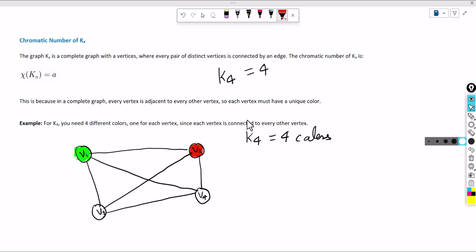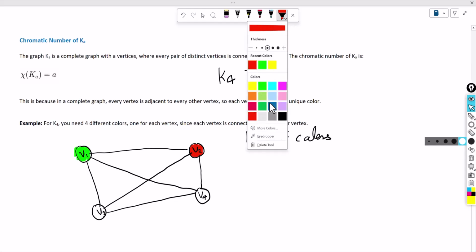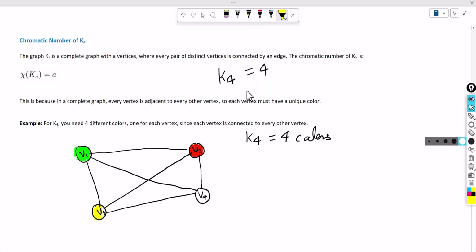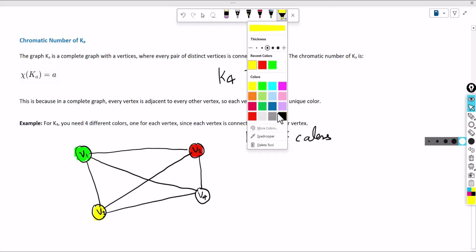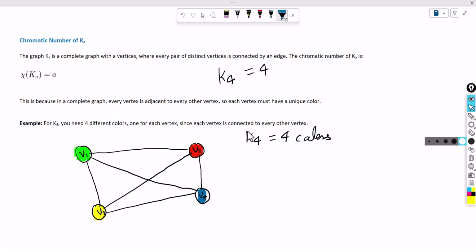So if I have K4, then I must have at least 4 colors. So let us take yellow. If I put yellow here, I cannot put yellow here. So take another color, that is blue. So blue. So here we fill 4 colors for K4.